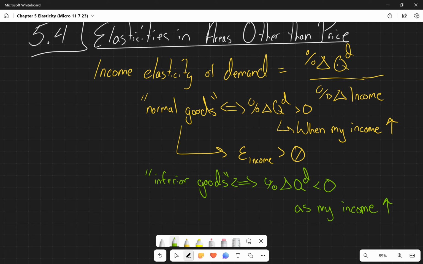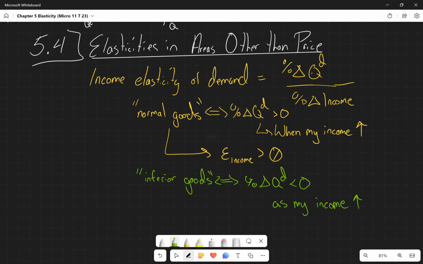Questions on income elasticity of demand? So these ones are going to have an elasticity of demand less than 0. So income elasticity of demand less than 0 tells me they're an inferior good. Income elasticity greater than 0 tells me that it is a normal good. What does it mean if my income elasticity is exactly 0?